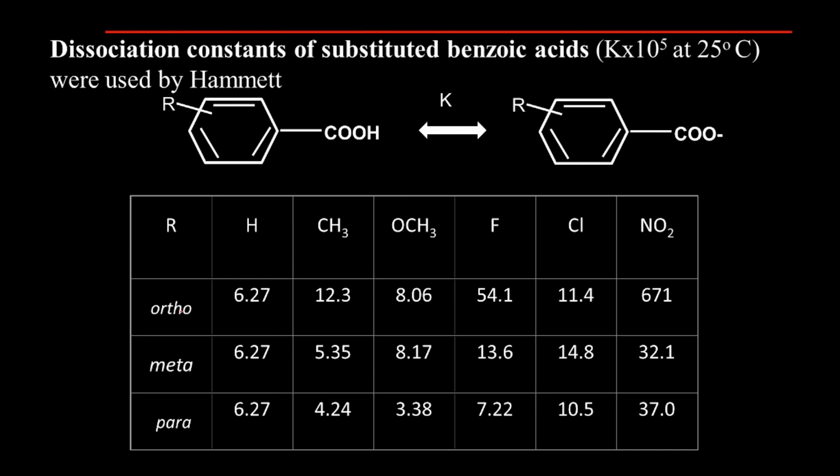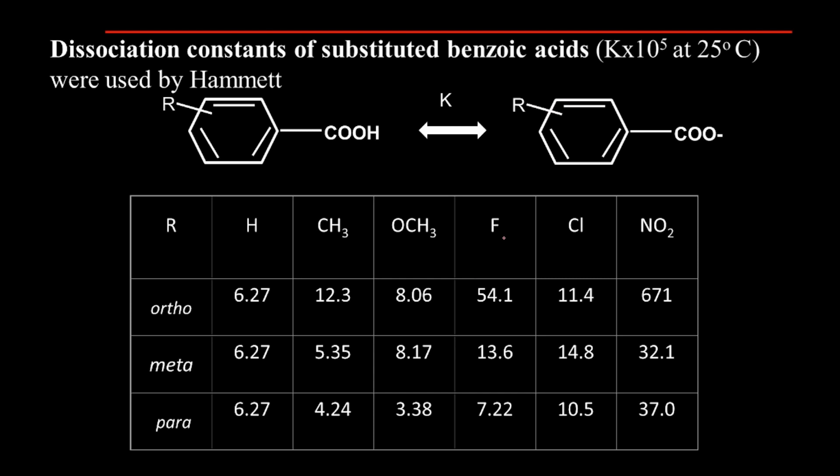We started with the electronic descriptors used by Hammett: the dissociation constant of substituted benzoic acid. These are called substituted benzoic acids, and these benzoic acids can dissociate. You have a dissociation constant here, and they dissociate into the acid form COOH and COO minus. Now depending upon the R group and depending upon the position, ortho, meta, para, you can have different dissociation constants. That's what this table gives.